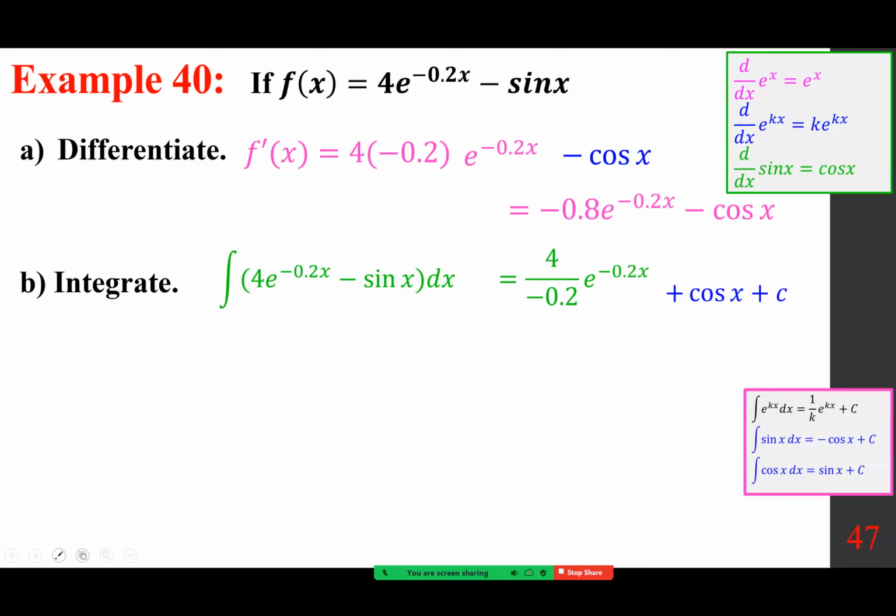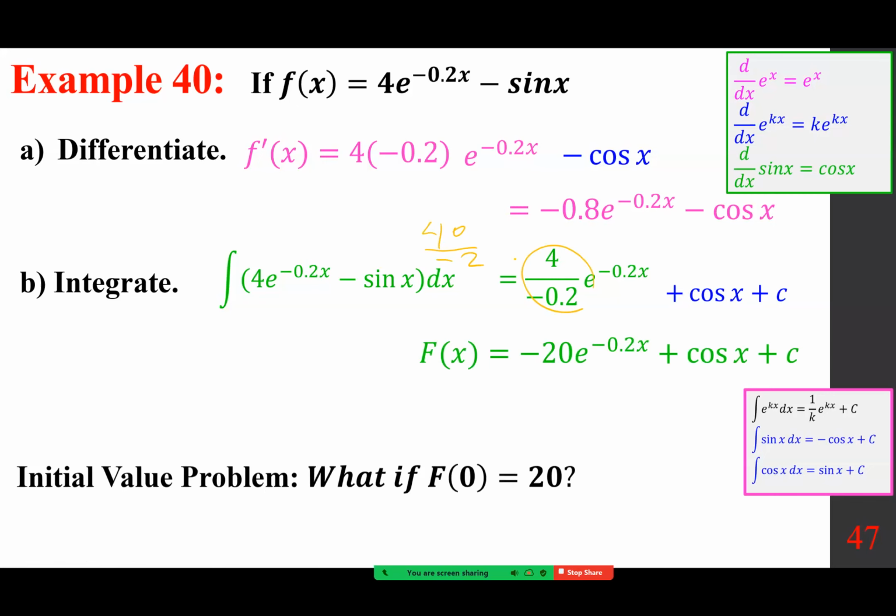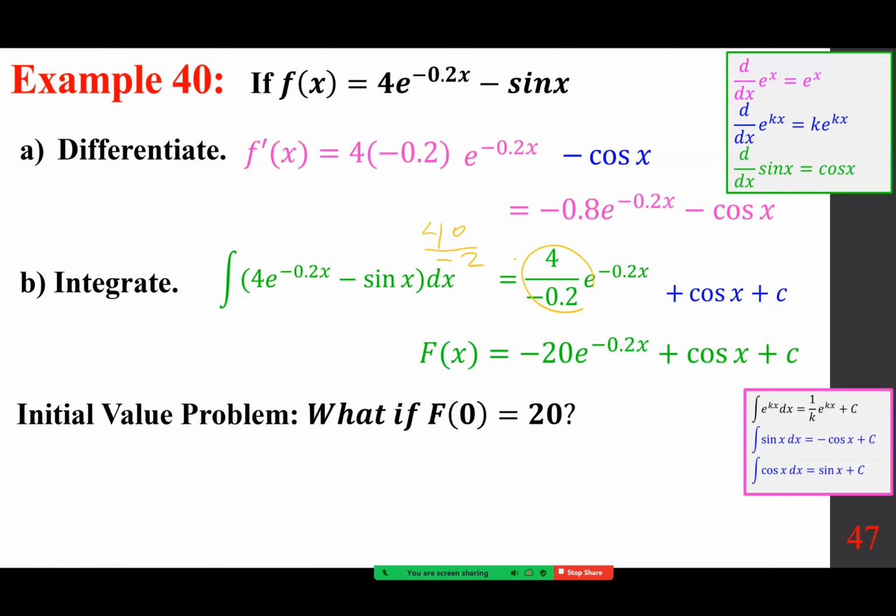This ratio is 40 divided by negative 2, or negative 20. And let's find the initial value problem with f of 0 being 20, namely the pair is 0, 20. So we are going to replace the x with 0 and f of x with 20.